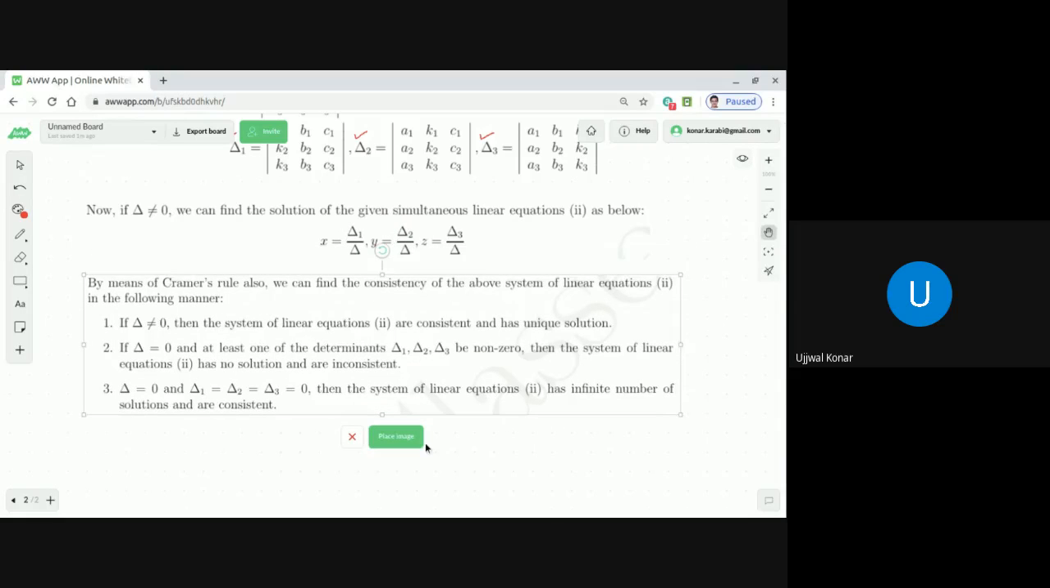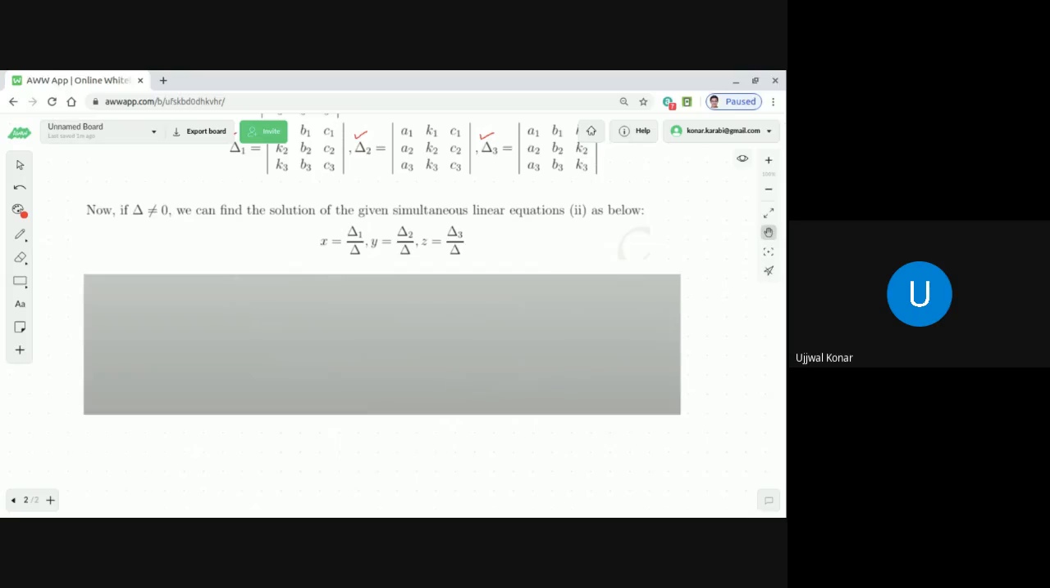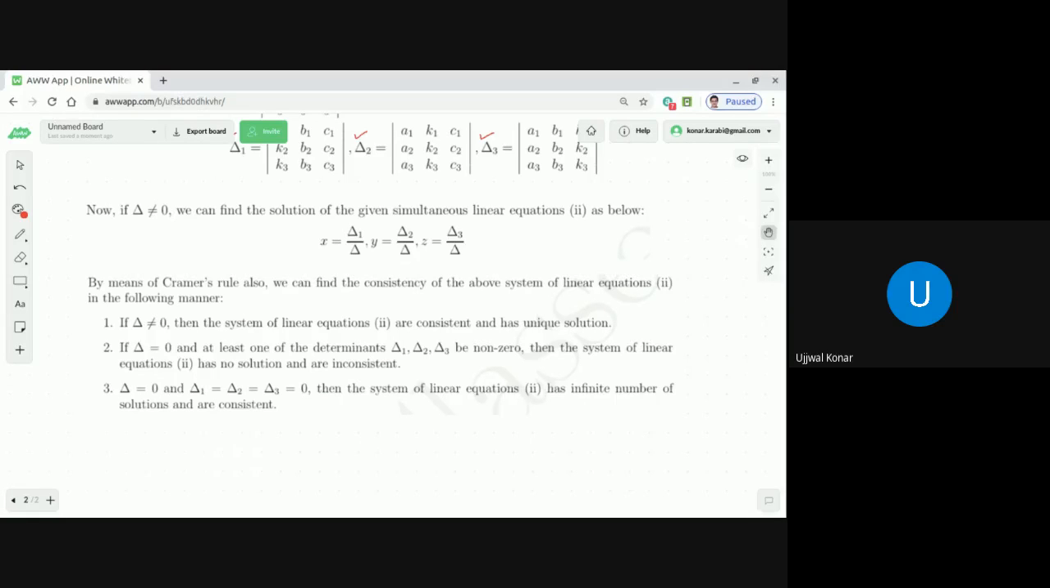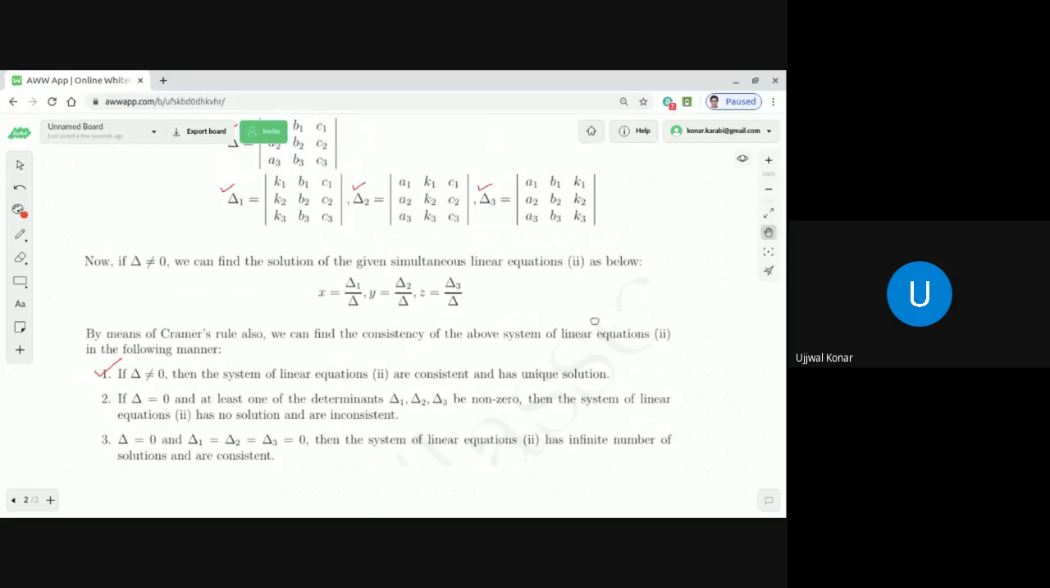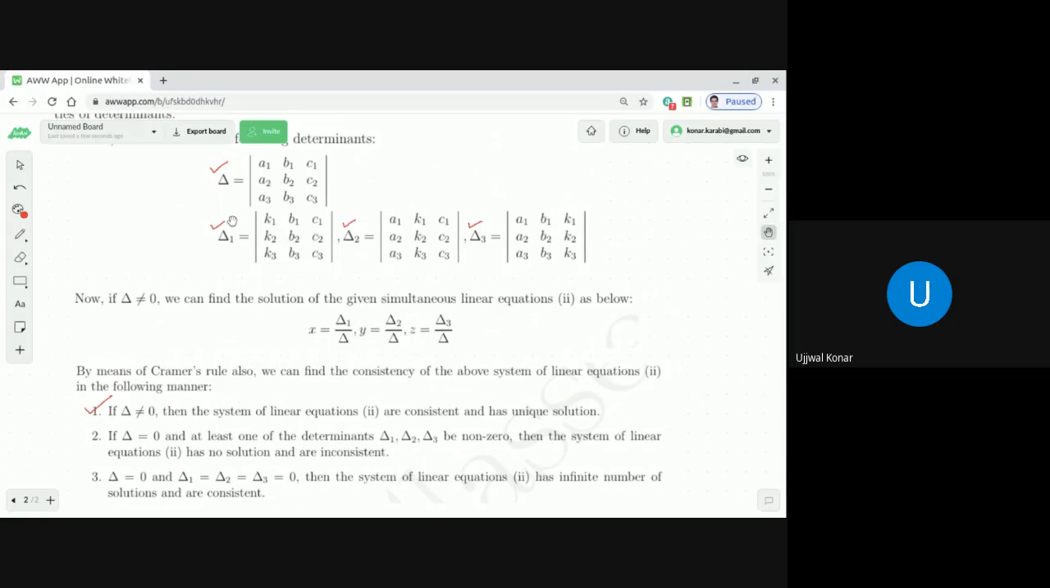So by means of Cramer's rule also, we can find the consistency of the above system of linear equations in the following manner. If delta, that is the determinant corresponding to the coefficient matrix, is not equal to 0, then we can say the system of linear equations is consistent and has a unique solution. Okay, dear students? If delta is not equal to 0, then the system of linear equations is consistent and has a unique solution.